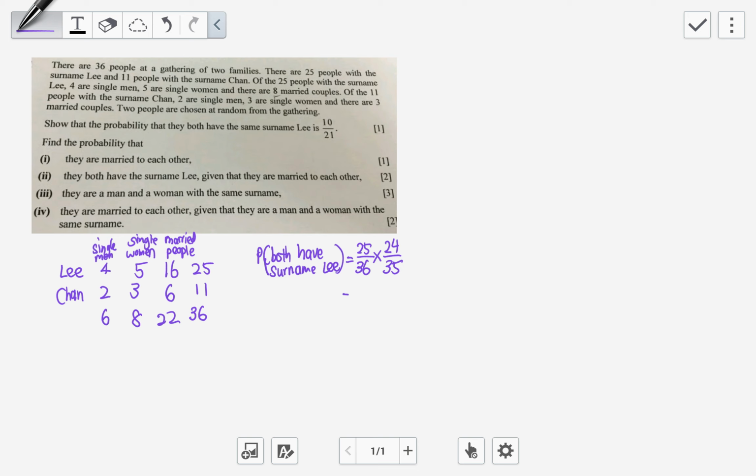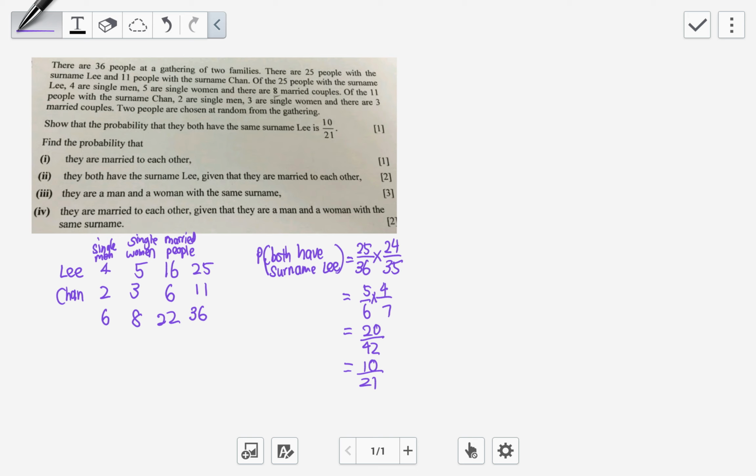Alright, and that's it, and that will give me 7 times 6 equals 42. So it equals 10 over 21.